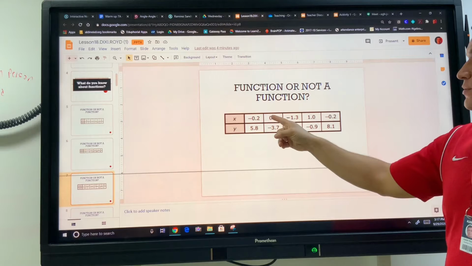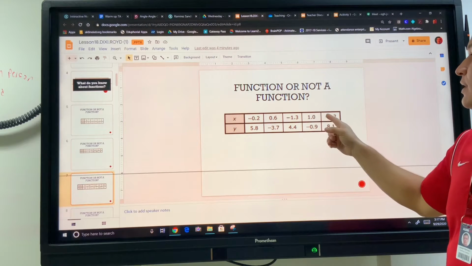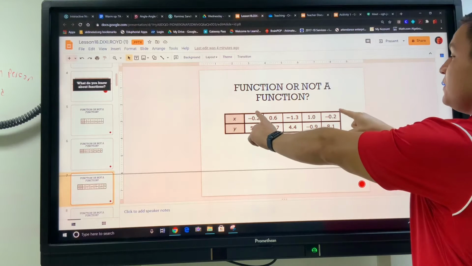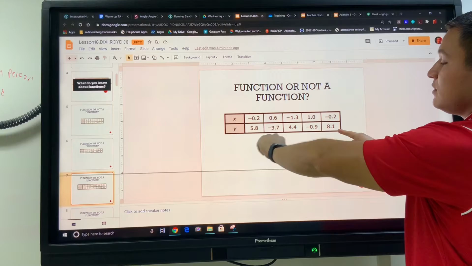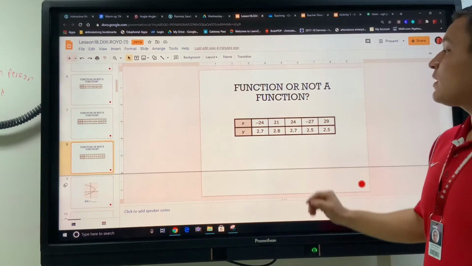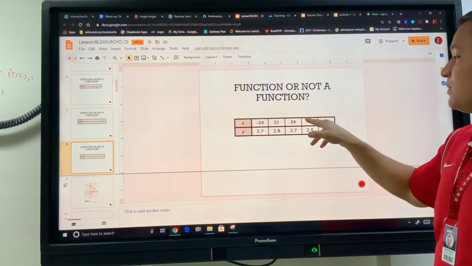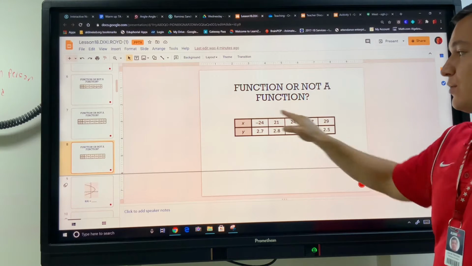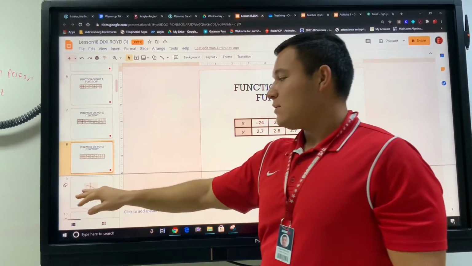Negative 0.2, 0.6, negative 1.3, 1.0, negative 0.2. These two are the same, and they have different outputs, so this is not a function. Negative 24, 21, 24, negative 27, 29. These are all unique, different x's. They all have y's, so it's a function.